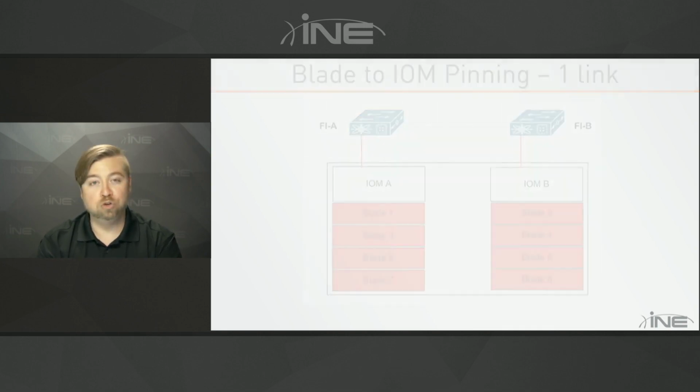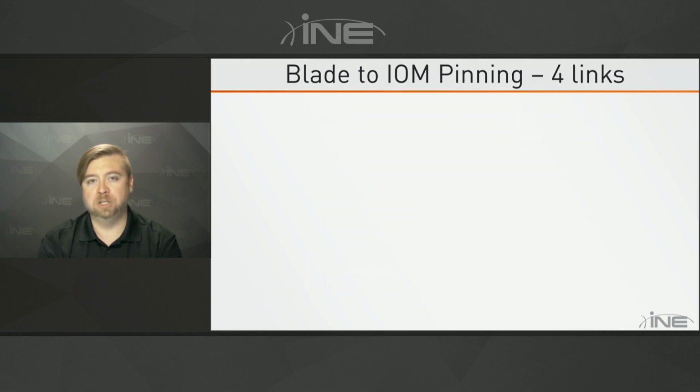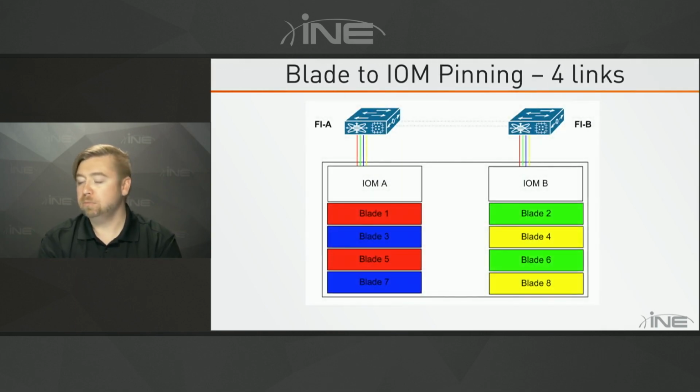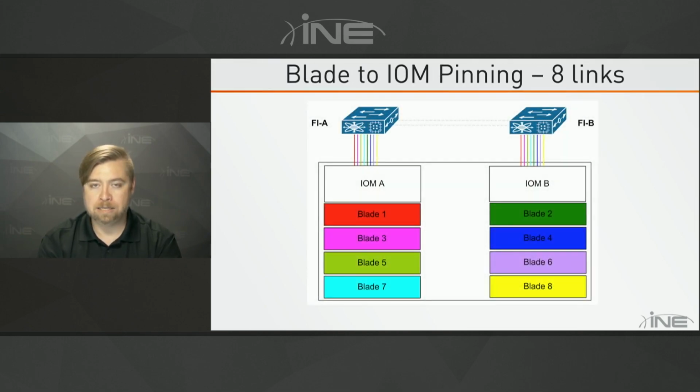If we were to have two physical paths, then we would be choosing even and odd numbers, where blades 1, 3, 5, and 7 on the left of the chassis would be choosing uplink number 1. Blades 2, 4, 6, 8 on the right hand of the chassis are going to be choosing uplink number 2. If we have 4 links, then we're going to be using every other blade, where blades 1 and 5 would use uplink 1, blades 2 and 6 would use uplink 2, and so on and so forth. We can then have 8 links, okay, assuming we're talking about the 2208 I/O module. In that case, each blade is going to have its own dedicated uplink.